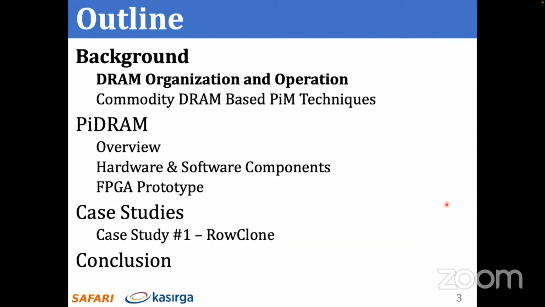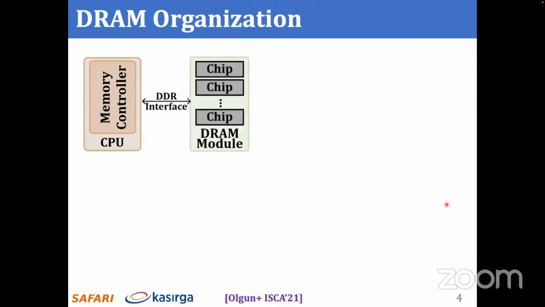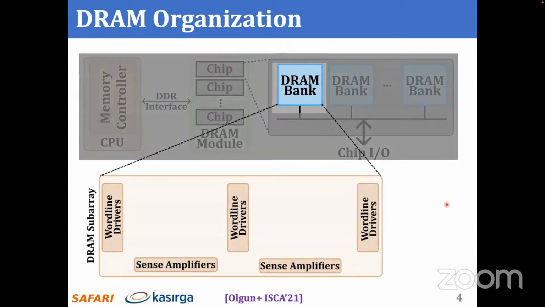I'll start with a brief background on DRAM. Today, DRAM systems are organized as such. We have a CPU, and inside the CPU, we have a memory controller. The memory controller interfaces with a DRAM module that contains multiple DRAM chips over a DDR interface. And inside each chip, we have multiple banks that share the same interface. And inside the bank, we have multiple DRAM subarrays. And inside the subarrays, we have word line drivers and sense amplifiers.